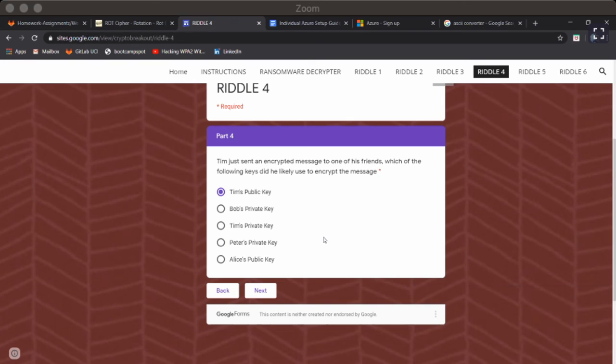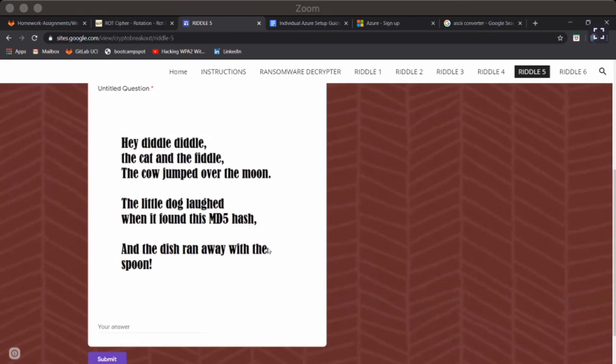So, there will be a cat in the fiddle, little dog laughed in the fence, MD5 hash, and dish with a spoon. Okay, here's the hash. I'm working on it. Okay, the answer is Argyle. You've got to explain how you got the answer.